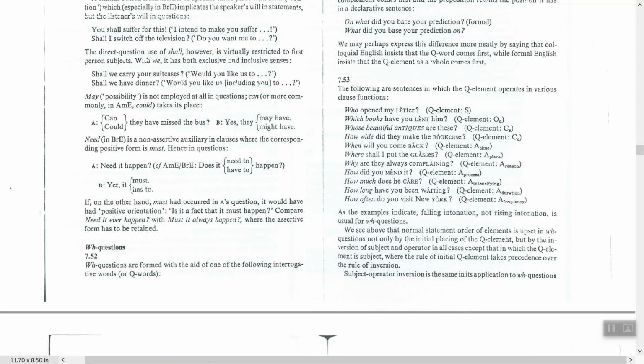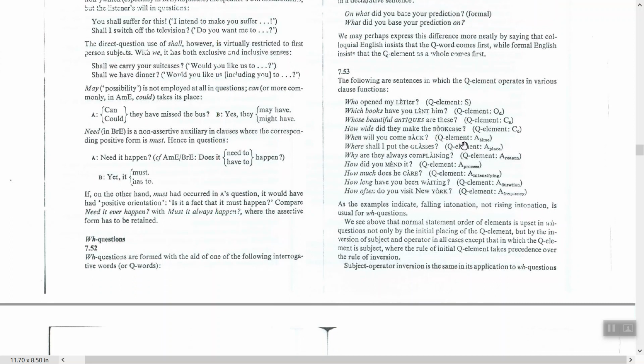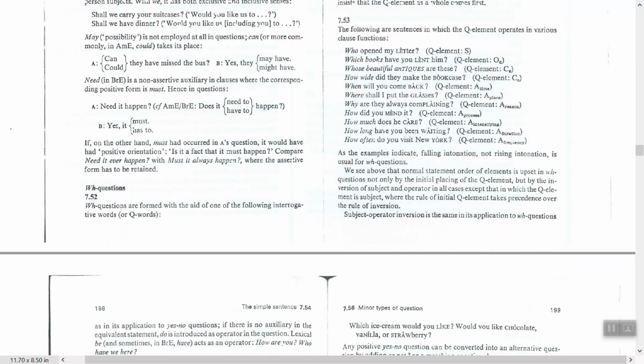How wide did they make the bookcase? The Q element here is the object complement. When will you come back? Adverb of time. Where shall I put the glasses? Place; you should put the glasses on the table. Why means reason. Why are these always complaining? Because. How did you mend it? Adverb of process. How much does he care? Intensifying; he cares too much. How long have you been waiting? Duration. How often do you visit New York? Frequency; for example, I visit New York every year.